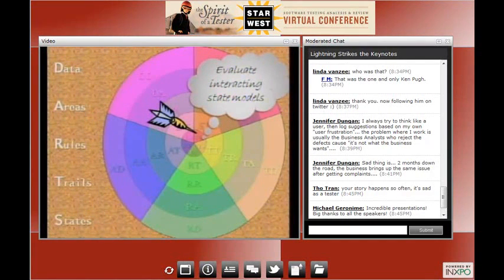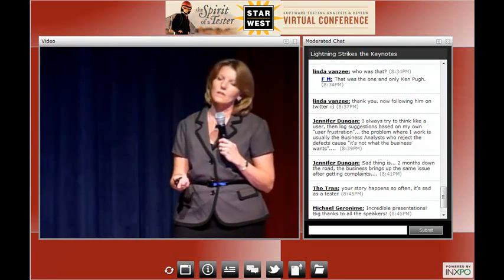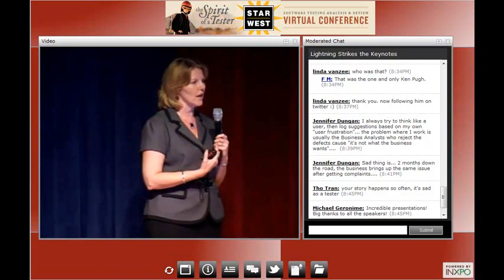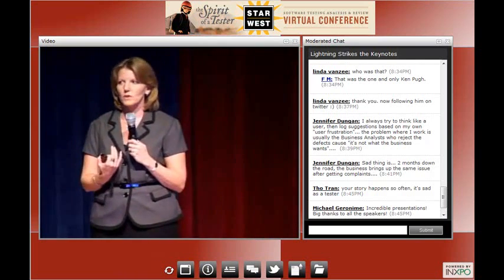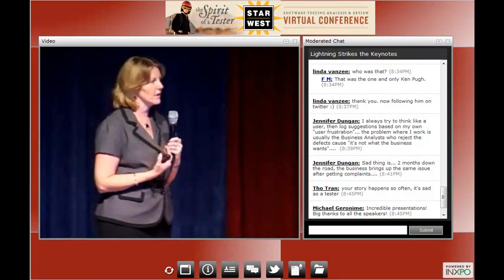We got the double. States and states. This took me a while, but I came up with interacting state models. There's places in our systems where we've got state models that actually overlap, different things happening in different areas of the system actually affecting the same state model. We need to maintain the integrity there.